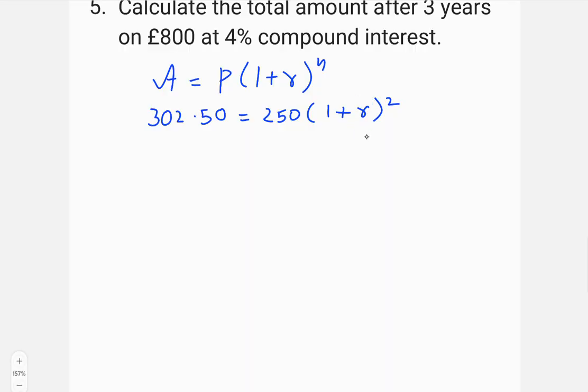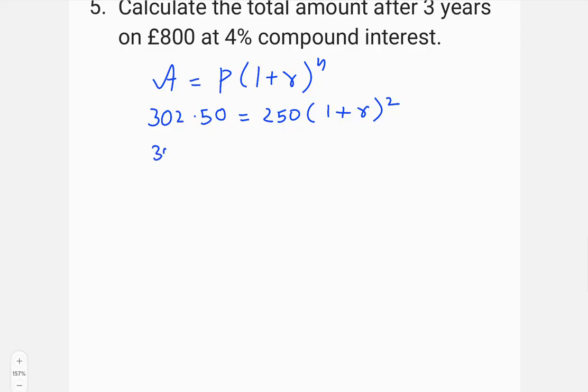So, basically, you need to move everything else from here, and you just need to keep the r here, and everything else should be on the other side. So, we're going to start moving the things. You're going to move this 250 first. So, this is multiplying with the bracket, isn't it? Yeah. It means you need to do the opposite now. You're going to divide it.